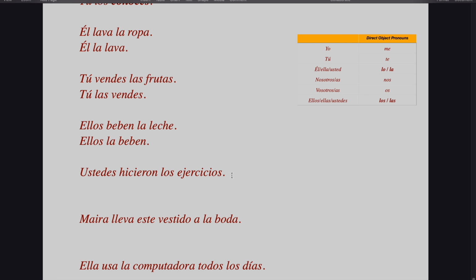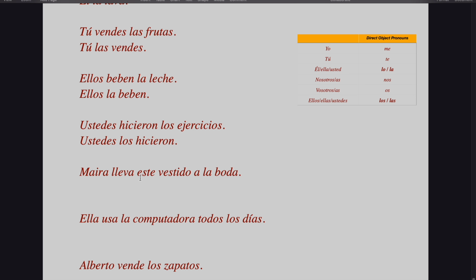Ustedes hicieron los ejercicios. You did the exercises. So I have to write you did them. Ustedes los hicieron, right? Because this los is referring to the exercises. Exercises, as you can see, los ejercicios, third person plural, and it's the only object, which is a direct object. So I'm going with the direct object pronoun los because of the plural.